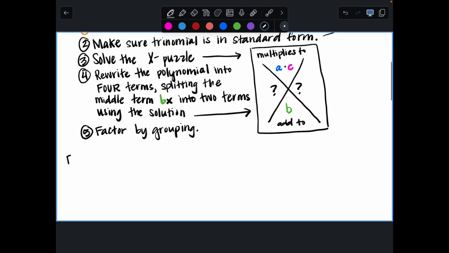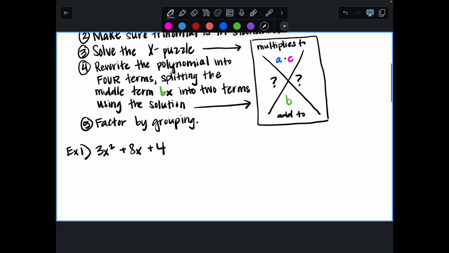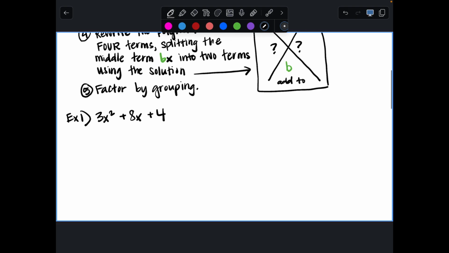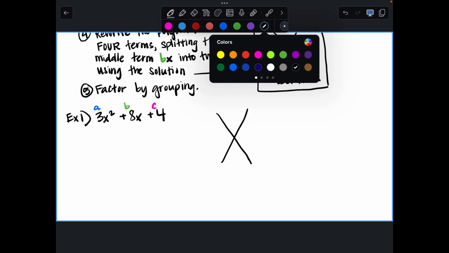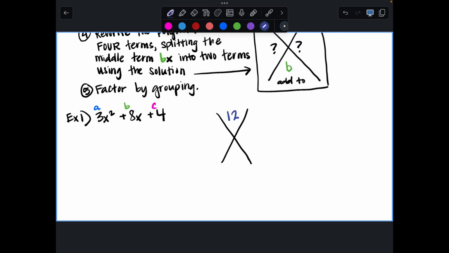So here's your first example. 3x squared plus 8x plus 4. First step is to look for a common factor. There's no common factor for 3, 8, and 4. So next we make sure it's in standard form, which it is, and then we solve the x puzzle. So I'm going to multiply A times C. So remember, this is A, this is B, and this is C. So A times C is 12. And B goes on the bottom.